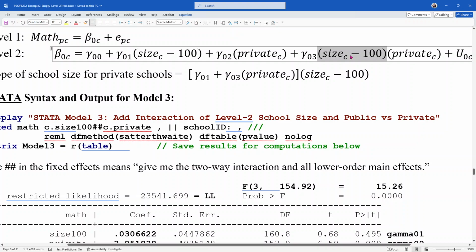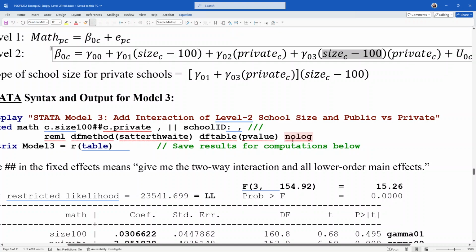So when that goes to 0, then this is the slope of private. If I wanted to know what the slope of private would be in a bigger school, I would say it's gamma O2 plus gamma O3 times whatever size I want to plug in here as the moderator. So all two-way interactions can be interpreted two different ways equally correctly. It's a substantive distinction as to what is the predictor and what is the moderator. It's up to you to describe it that way.